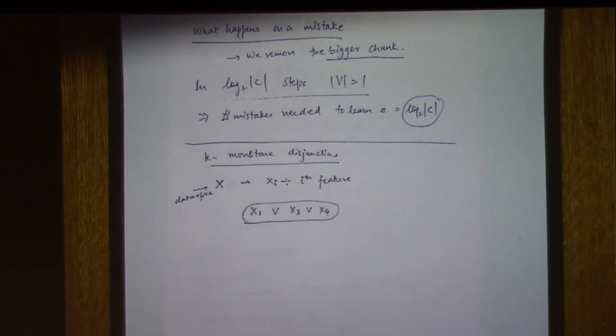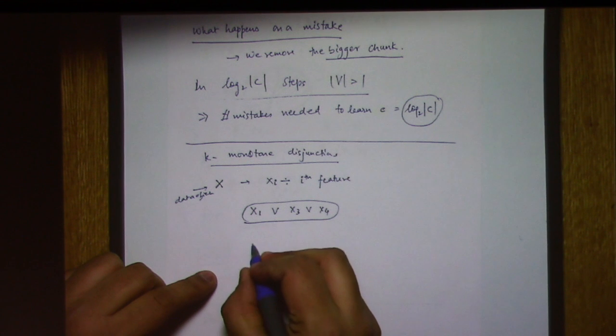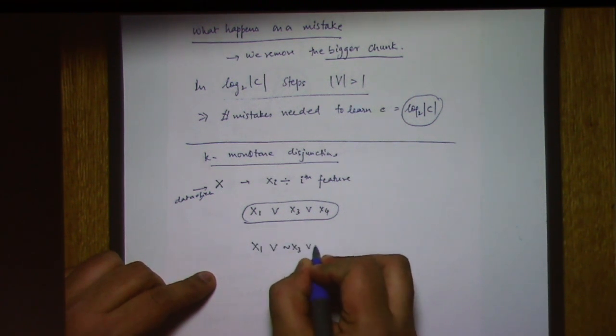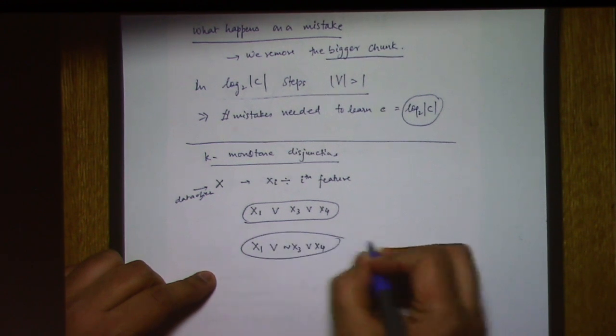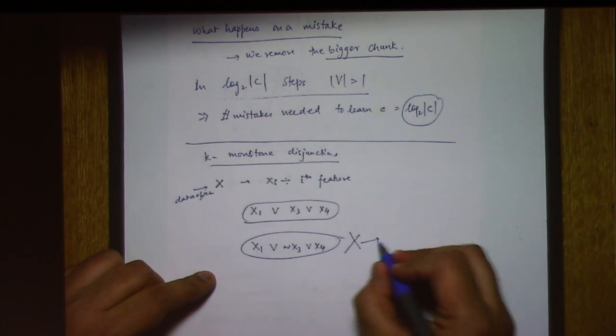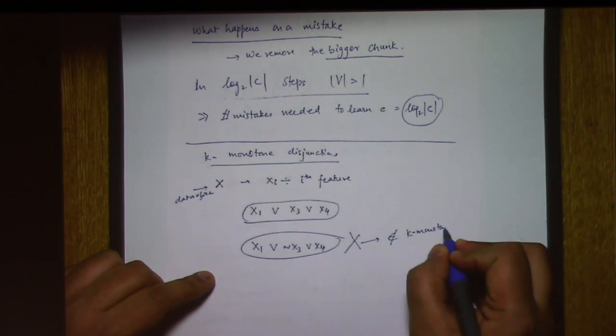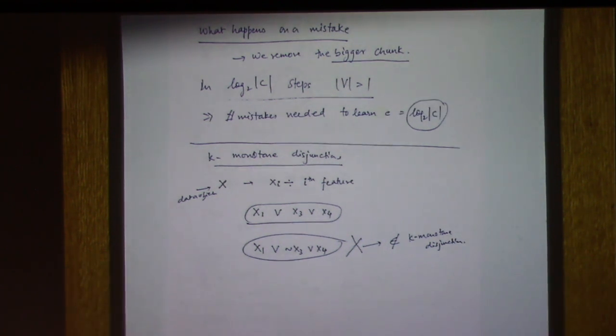All right. The reason we call it monotone is that it does not include features like this: x1 or not x3 or x4. This is not allowed. This does not belong to our k-monotone disjunction. The reason we are doing that is because that is going to allow us to do this analysis. Otherwise, it becomes more complex.